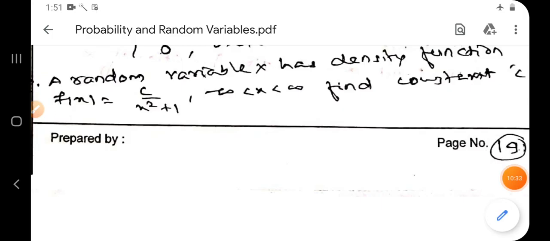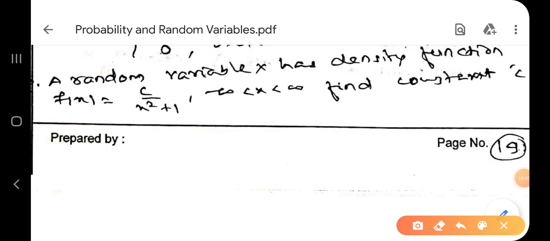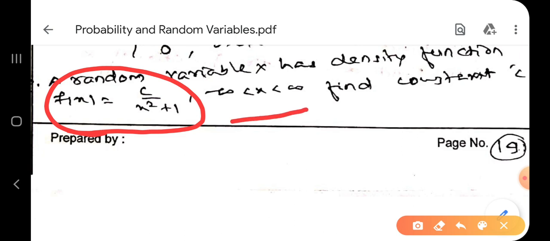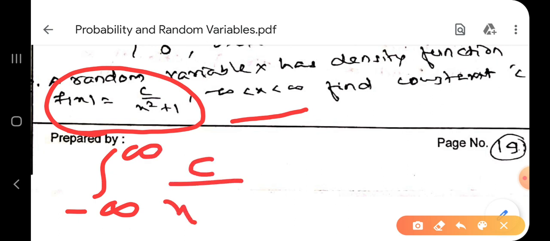A random variable x has a density function f of x equal to c upon x square plus 1, for minus infinity less than x less than infinity. Find constant c. So f of x is given for all intervals. So the integral from minus infinity to plus infinity of f of x dx, that is c upon x square plus 1 dx, is equal to 1. c is a constant, outside the integral.